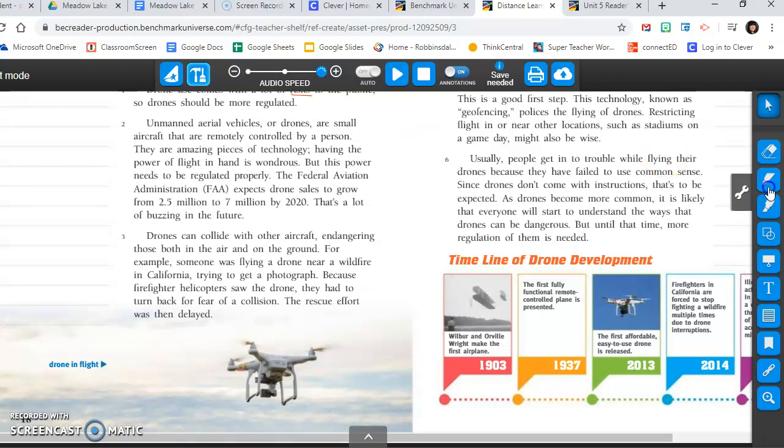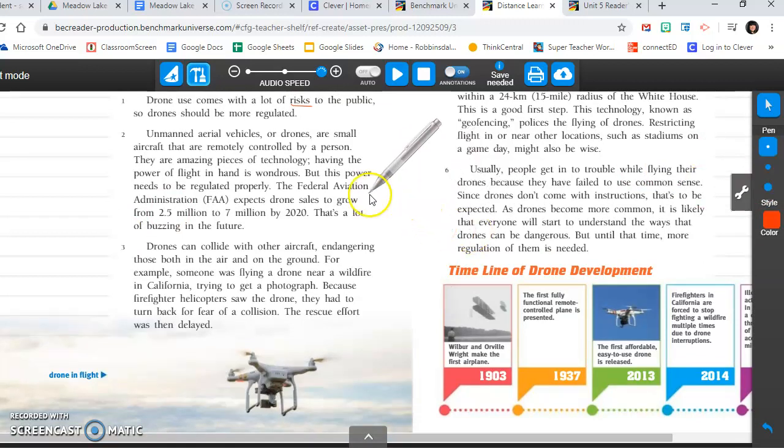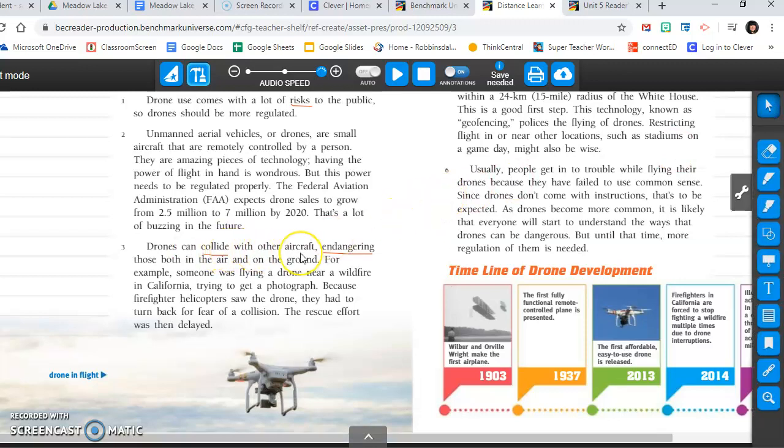I'm going to grab my pen again. First word I saw was the word endangering. I know if you endanger something, I can even see the word danger in there. It means we're risking it. We're not doing great things to whatever we are endangering. I also saw that drones can collide with other aircraft, endangering those both in the air and on the ground. So what this paragraph is saying is that drones can crash into other aircrafts, and that puts people in the air and on the ground in danger.